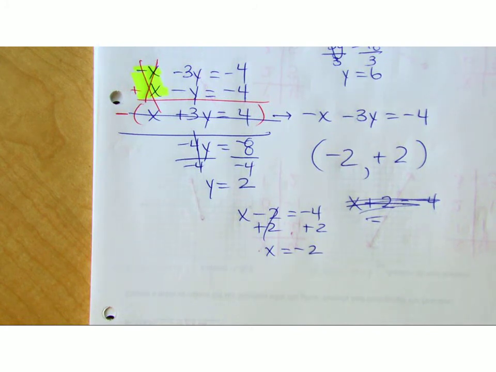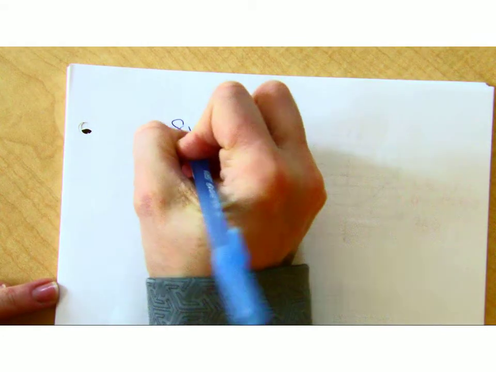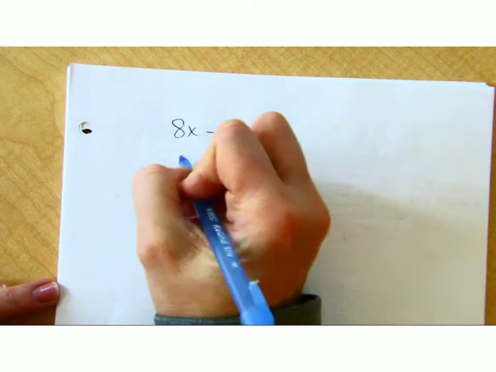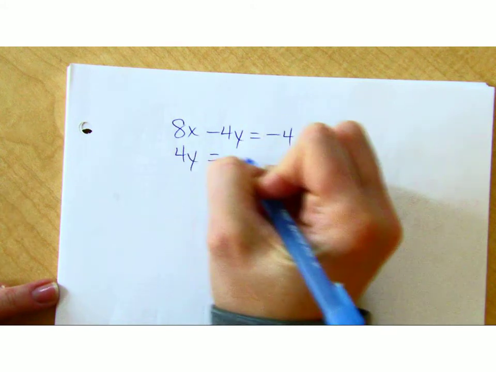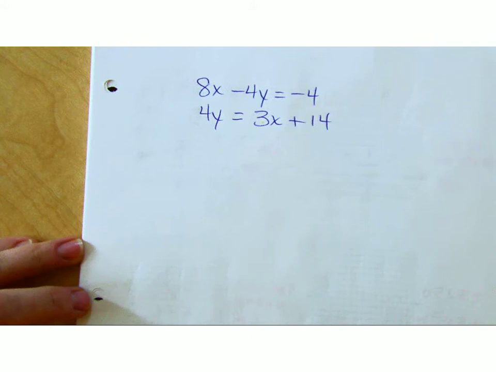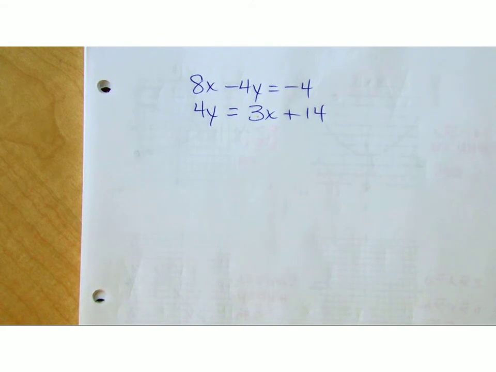So there is one other type of problem that you're going to have to do. And let me show it to you now. All right. If I said 8x minus 4y equals negative 4, and then 4y equals 3x plus 14, you might look at that and go, well, that doesn't look like the other two she just showed us. It's because it's not. But can you make it look like the other two? Pretty easily by just doing something with one term?